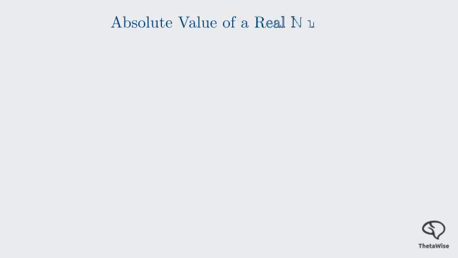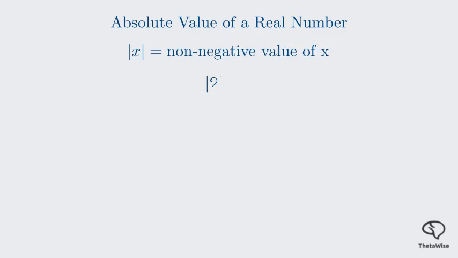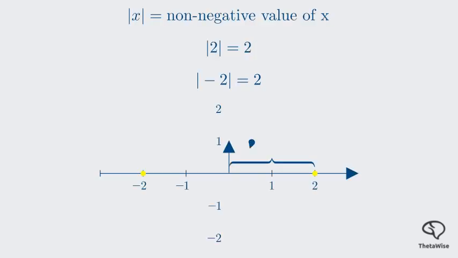Our final topic is the absolute value of a real number. You can think of absolute value as representing distance on a number line. Formally, the absolute value of a real number x, denoted by vertical bars around it, is its non-negative value regardless of its sign. For example, the absolute value of 2 is 2. The absolute value of -2 is also 2. Both 2 and -2 are exactly 2 units away from 0 on the number line.